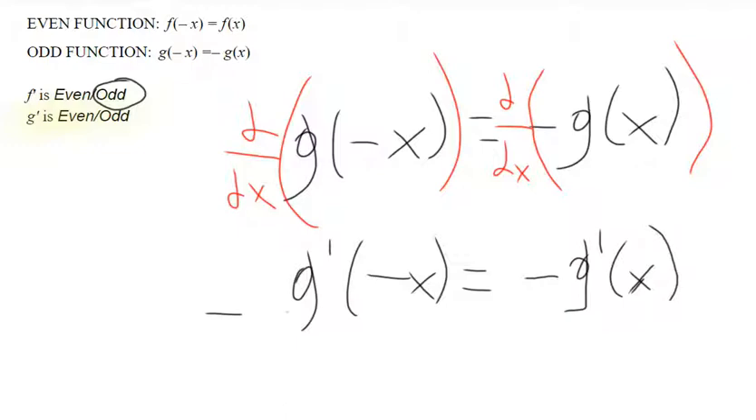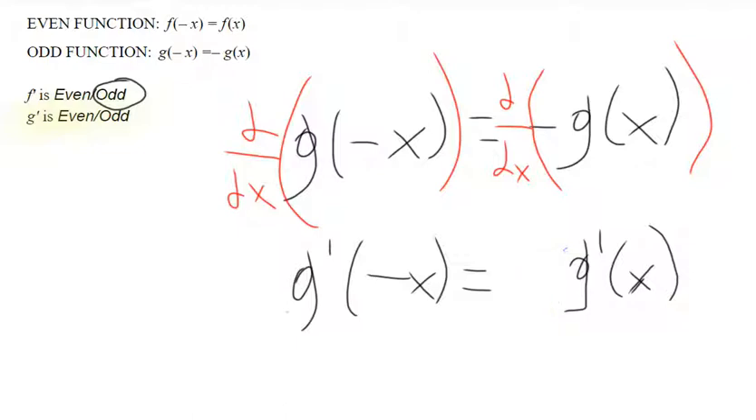Now the negatives cancel because we've got one on each side of the equation. That's supposed to be in blue. Cancel, cancel. You can do that however you want. You can multiply both sides by negative 1. I'll just erase them.